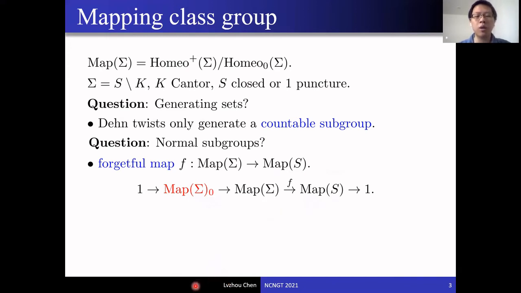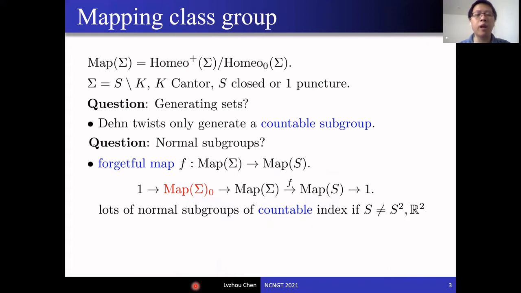And what this forgetful map really gives us is a one-to-one correspondence between normal subgroups in the big mapping class group containing this kernel and the normal subgroups of the ordinary mapping class group. So when the underlying surface is not the two-sphere or the plane, the mapping class group is non-trivial, so we get lots of countable index normal subgroups.